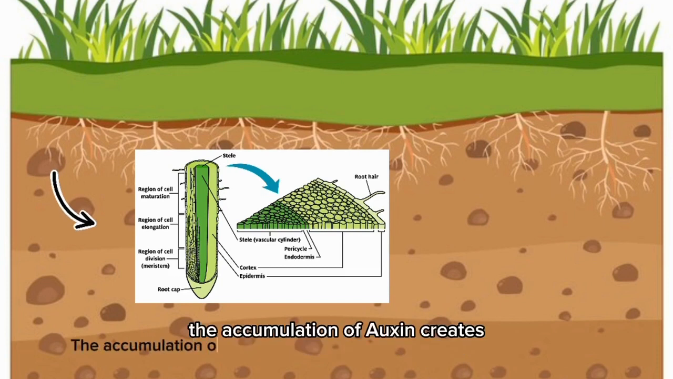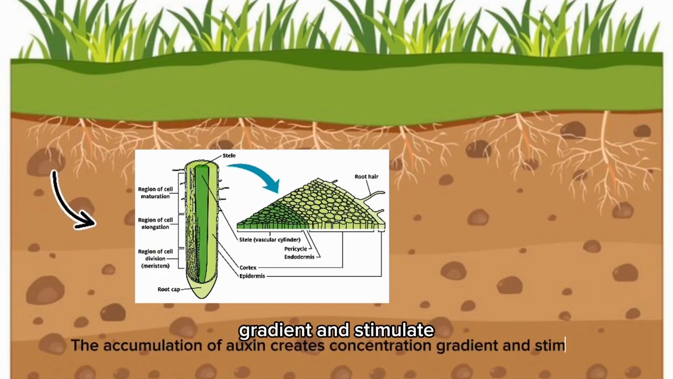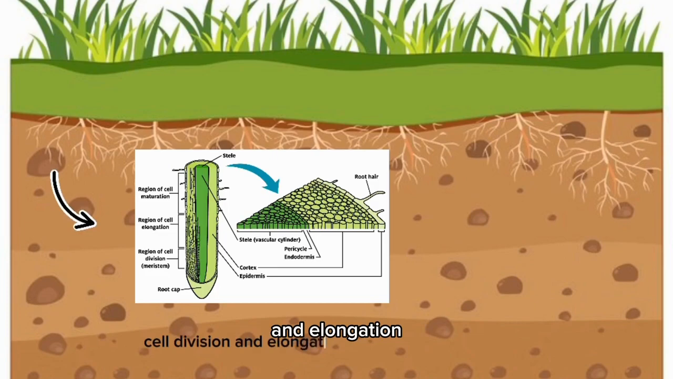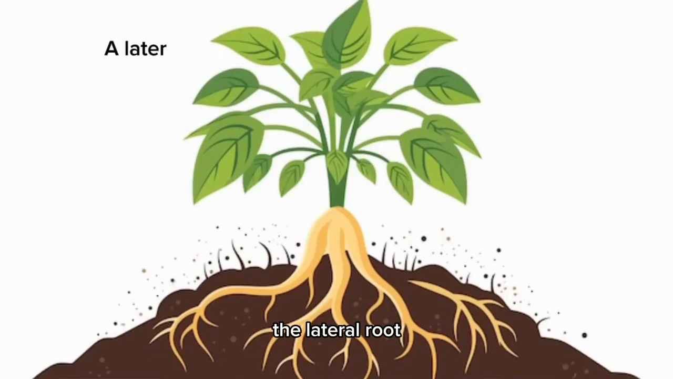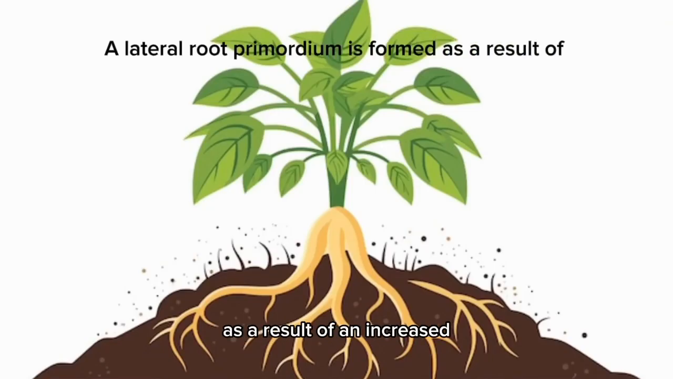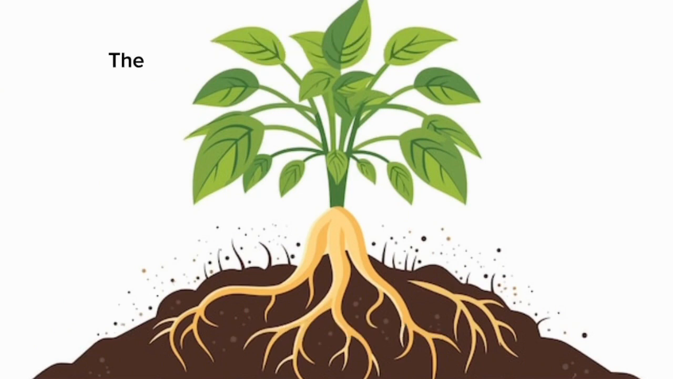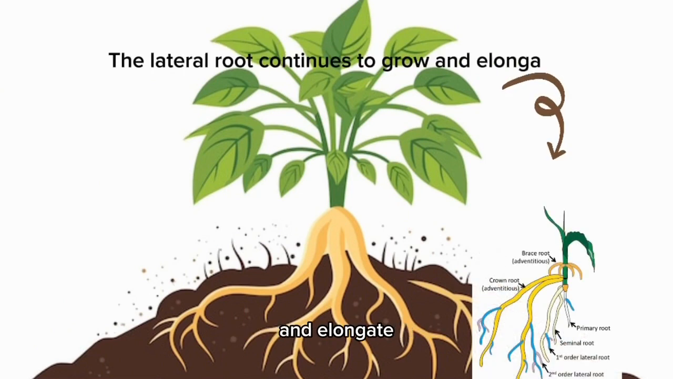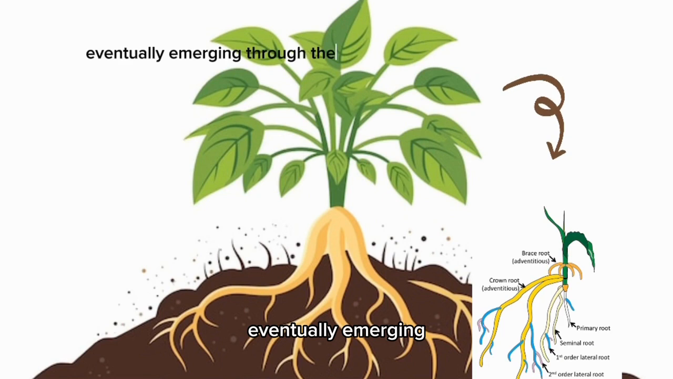The accumulation of auxin creates a concentration gradient and stimulates cell division and elongation in the root cells. A lateral root primordium is formed as a result of increased cell division. The lateral root continues to grow and elongate, eventually emerging through the outer tissues of the main root.